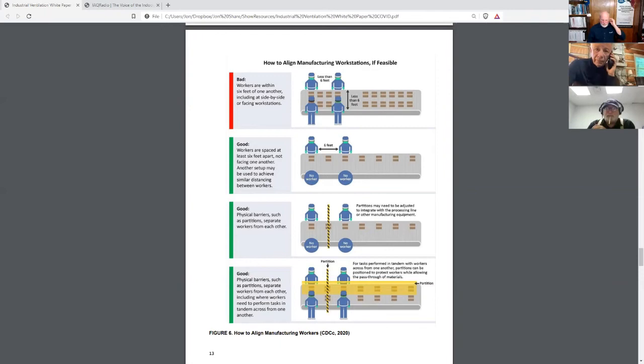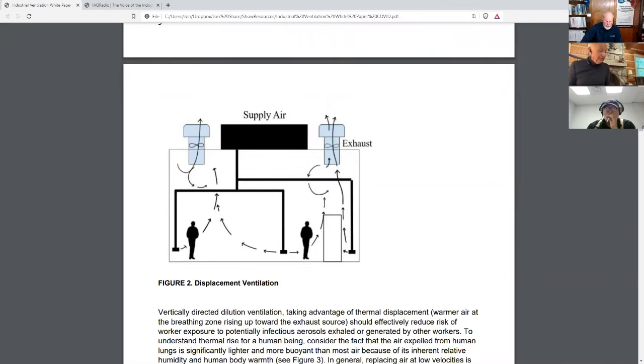How often do you see displacement ventilation in buildings, John? I don't see it very often. I guess in industrial sites, you may see it more often.